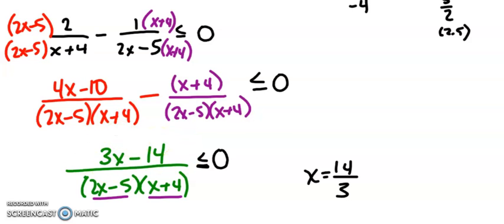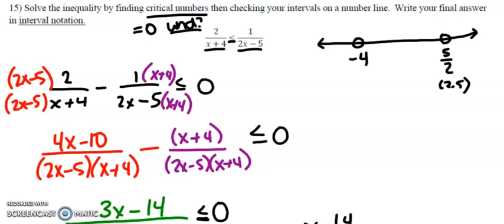So I found my 14 thirds is going to need a closed circle. 14 thirds is going to be 4 and 2/3, because 14 divided by 3, 12 divided by 3 is 4, with 2 remaining. This gets a filled in circle because this is an equal to 0. So this is a critical number from being equal to 0 versus -4 and 5 halves were from where we were undefined. So we can't use those.